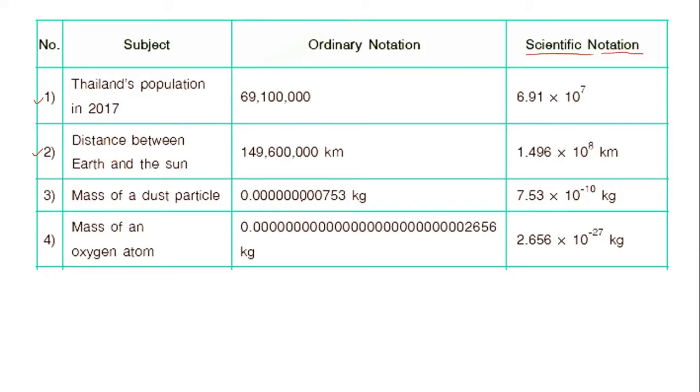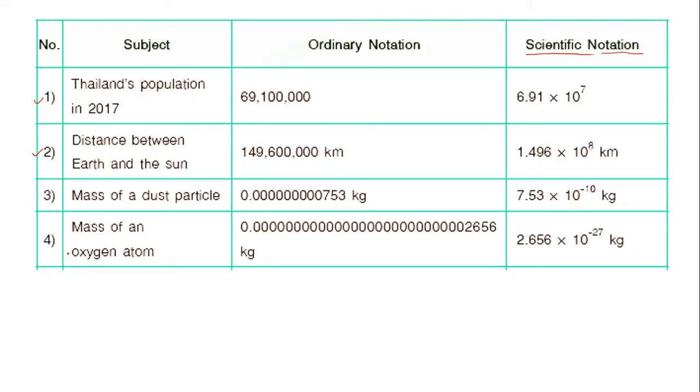You see, when numbers are very, very small, it is also not easy to write them and to read them. So when you use scientific notation, it becomes a bit easier. So we will write it as 7.53 times 10 to the power of negative 10. Can you see that?